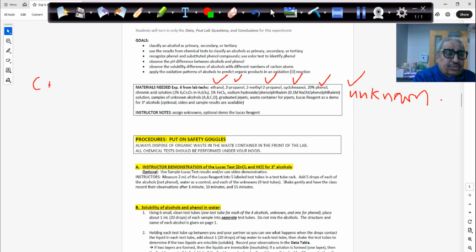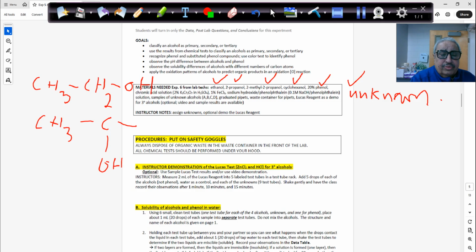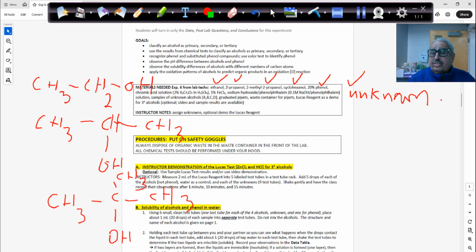So ethanol, CH3, CH2, OH. That's ethanol. 2-Propanol means CH3, CHOH, CH3. And 2-methyl-2-propanol, you take the H out: CH3, COH, CH3, CH3. That's the third one.